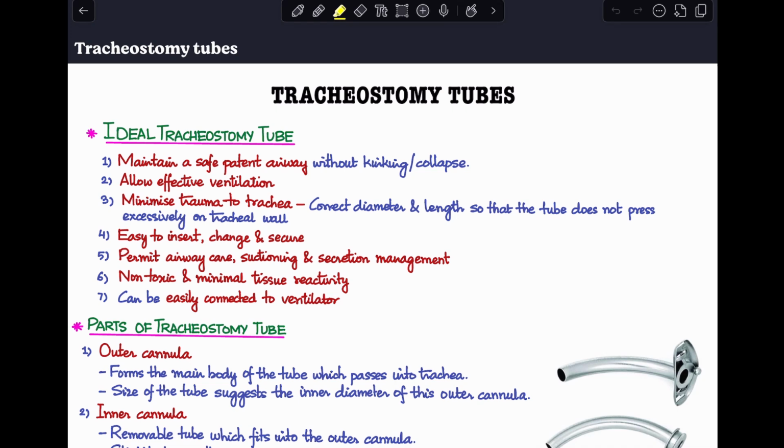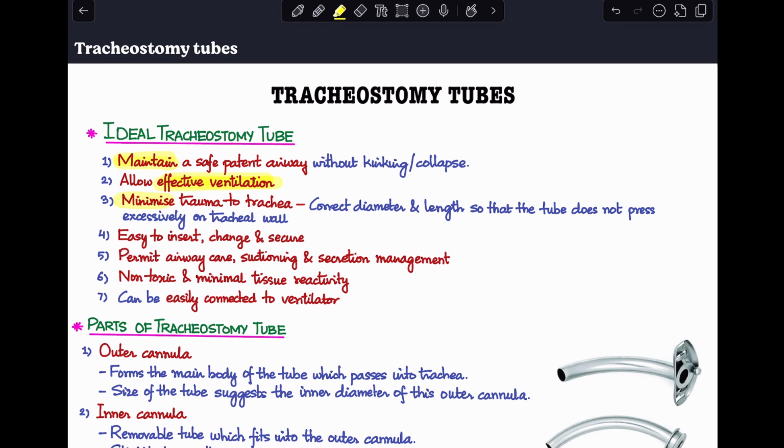Okay, so let's get started. Before we get into knowing the tracheostomy tube, let's first know some criteria that make it an ideal tracheostomy tube. First of all, it should be able to maintain a safe patent airway without kinking or collapsing. Second, it should allow effective ventilation. Third, it should minimize the trauma caused to the trachea.